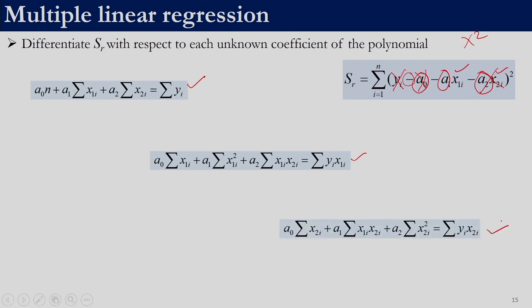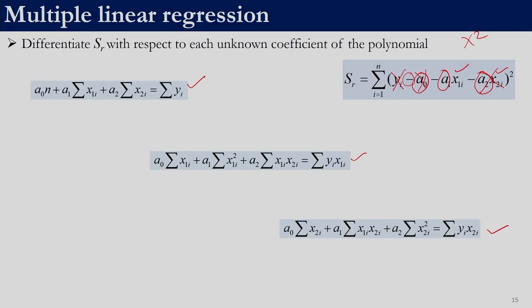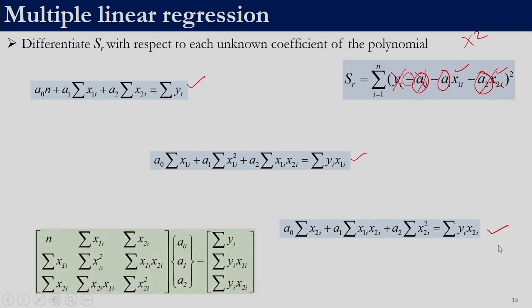So, now we have 3 equations in 3 unknowns. The unknowns are a0, a1, a2. All the other terms can be determined from the data itself. Since these are linear equations, we can put them in the conventional form. In the first equation, n is known, so it comes into the coefficient matrix. This is our coefficient matrix, this is the x vector, and this is going to be the right hand side vector. So, Ax equal to b.